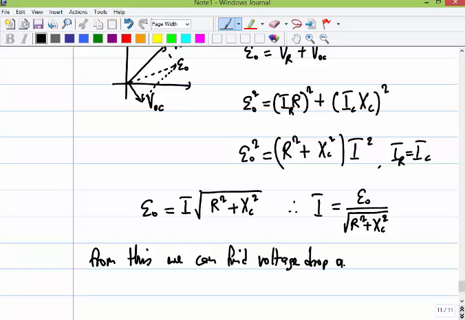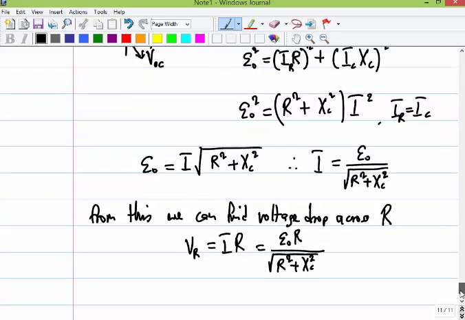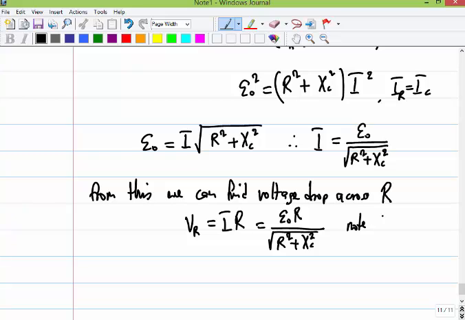the voltage drop across the resistor R. So we can say that the voltage across the resistor is equal to I times R. So this is equal to E naught R divided by the square root of R squared plus XC squared. So that's the voltage across the resistor. Don't forget that XC is equal to 1 over omega C.